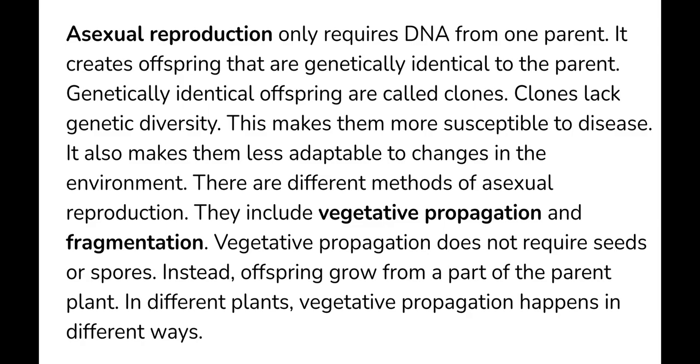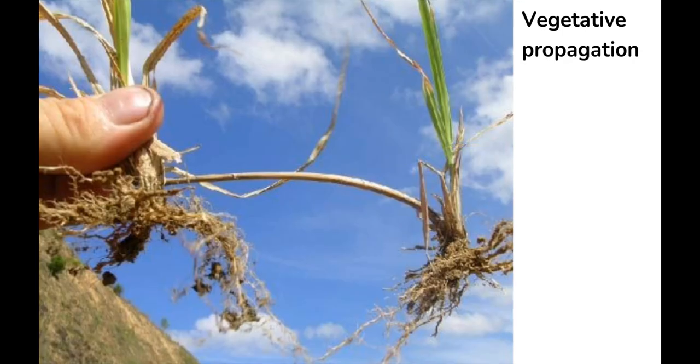Vegetative propagation does not require seeds or spores or grains, or pollen. Instead, offspring grow from a part of a parent plant. It can be a root, a stem, a leaf, part of a leaf, whatever. Or it can be a special mechanism like here. Some grass produces such offspring and spreads very quickly, and it takes a few days to develop a new plant.